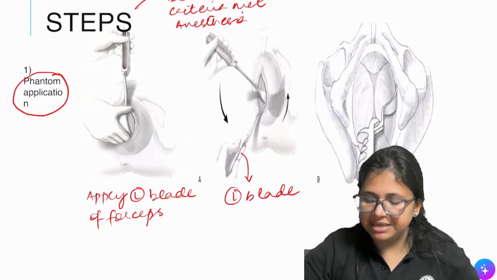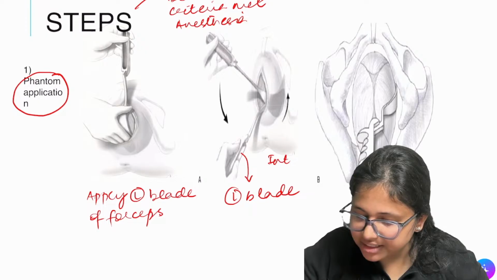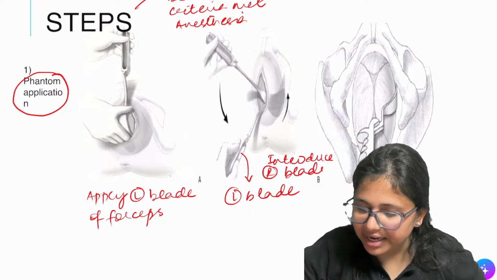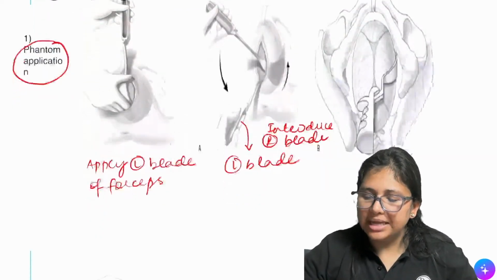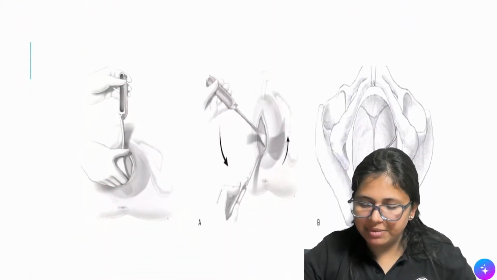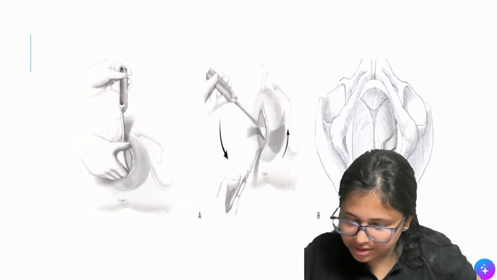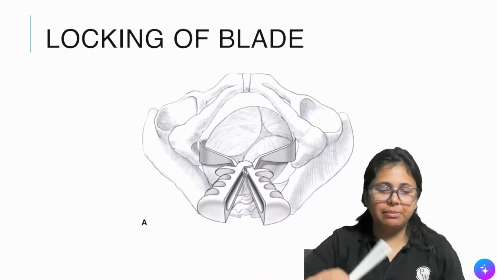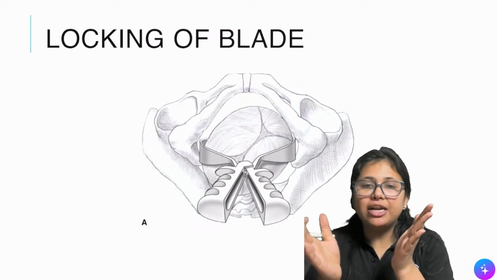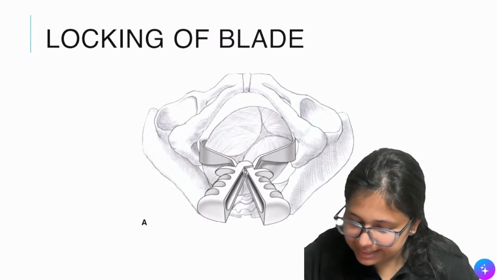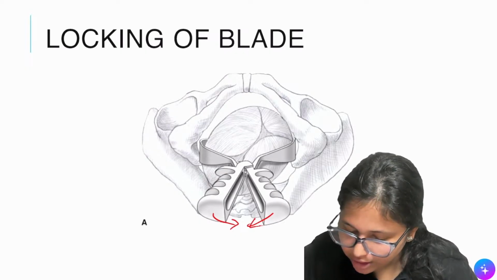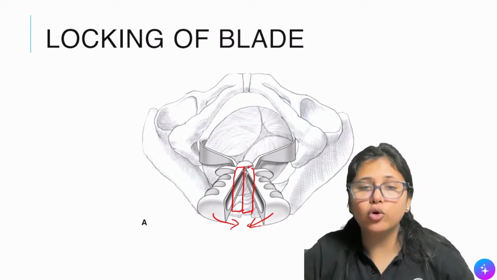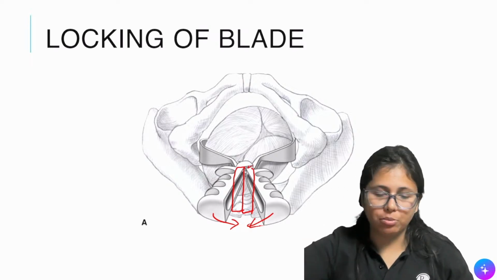After the left blade has been introduced, then we introduce the right blade. And once the left and right blades have been introduced, then we lock the blades. So when we lock the blades, these two handles should come together. And that means your forceps has been applied properly, right?